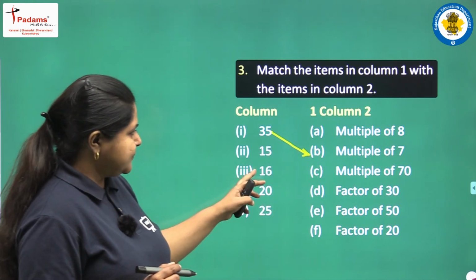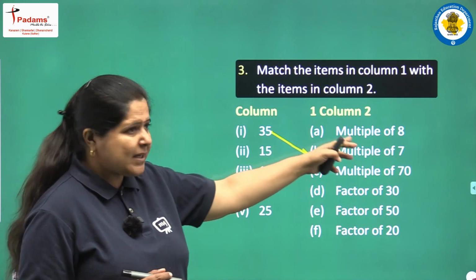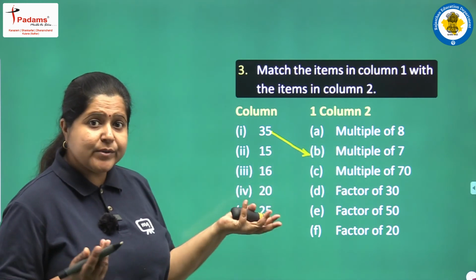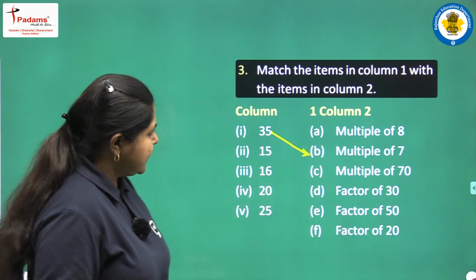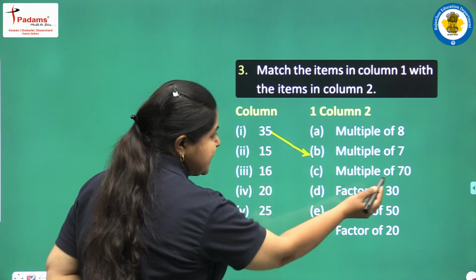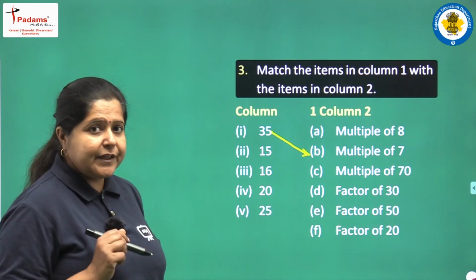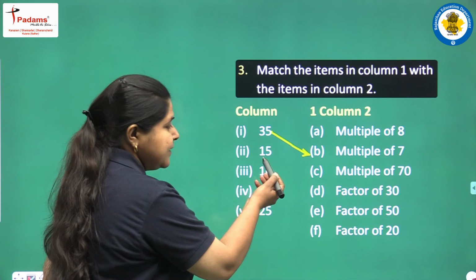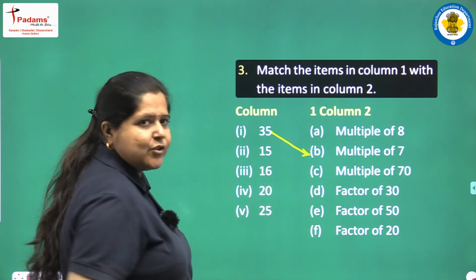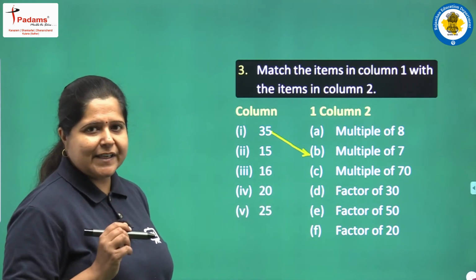Then 15. Is 15 a multiple of 8? No, we know 8 2s are 16. It's not 15. So 15 is not a multiple of 8. Then is 15 a multiple of 70? We know that multiples are greater than the number, and here 15 is less than 70. So it cannot be a multiple of 70.